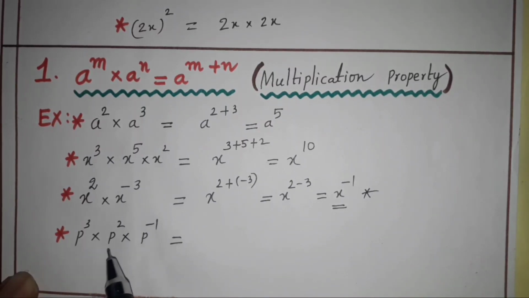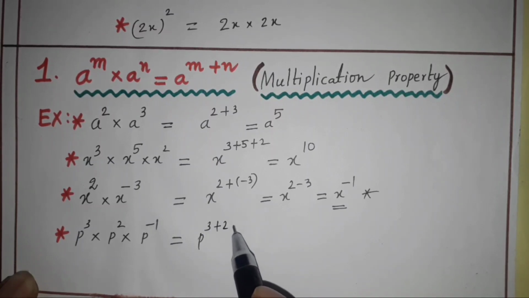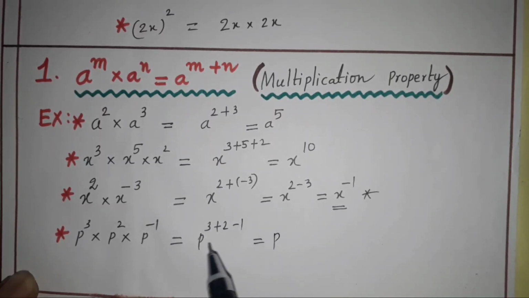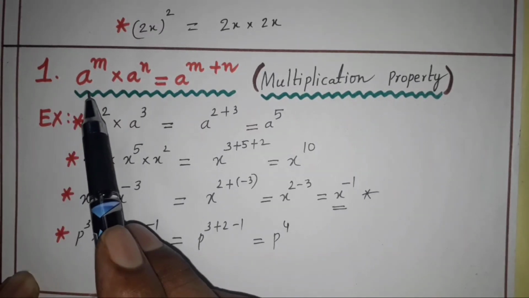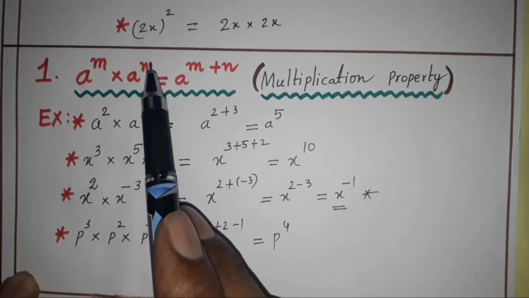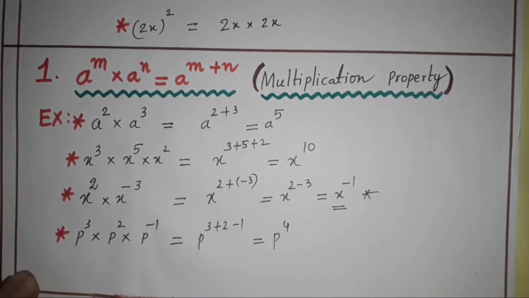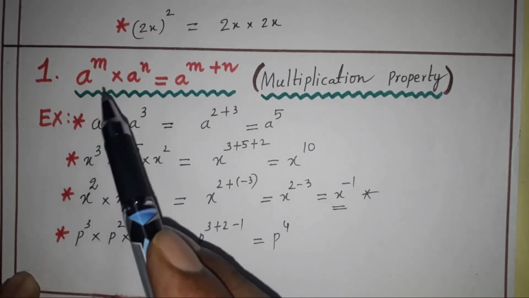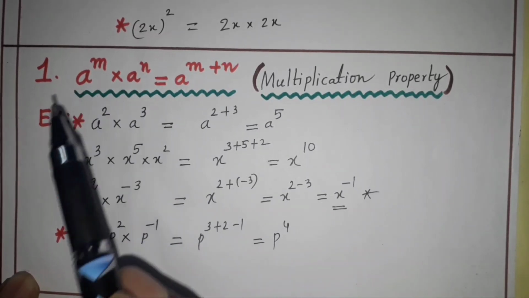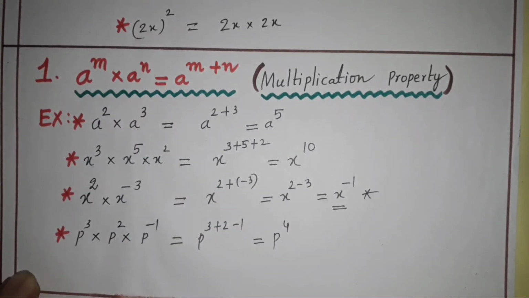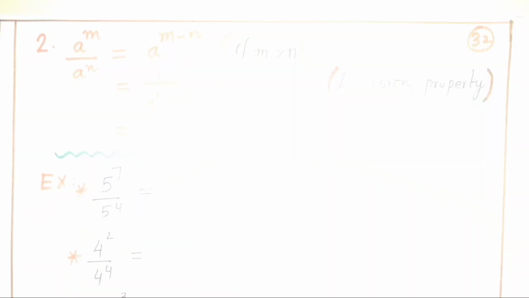Next, p cube into p square into p power minus 1. Here also the bases are equal, so add the powers: 3 plus 2 minus 1, that is p power 5 minus 1, 4, p to the power of 4. So children, once again you recall, a power m into a power n is equal to a power m plus n. That means in multiplication, if the bases are equal, then we add the powers. This property is called the multiplication property.